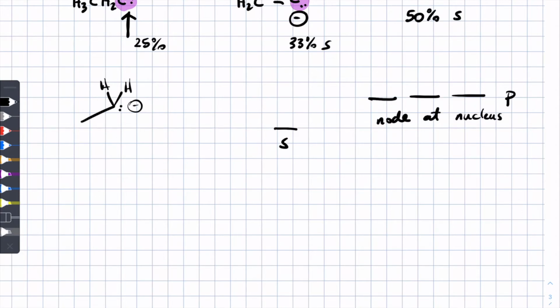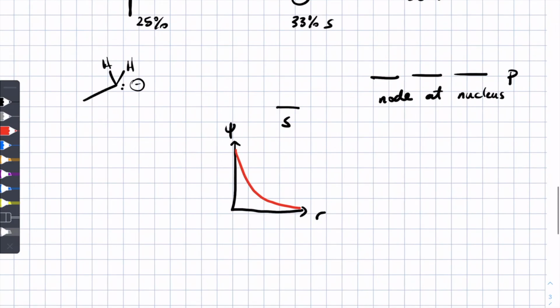If you want to think back to our original discussion of what the s wave function looks like, if this is wave function and this is distance from the nucleus, the s orbital, this is the 1s orbital, has maximum electron density at the nucleus, which is crazy. It doesn't spiral in and explode, but it can be there.